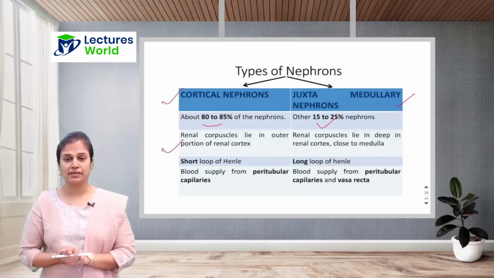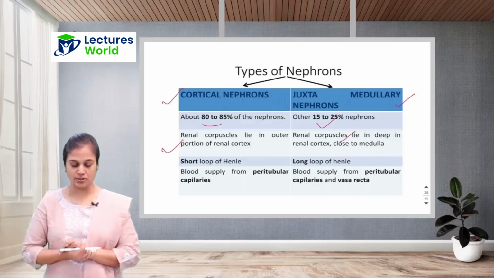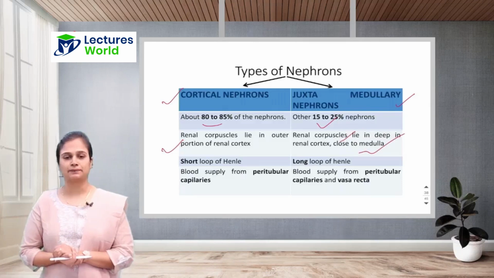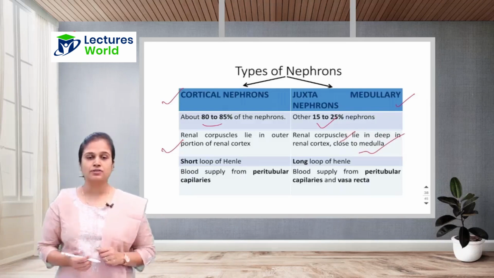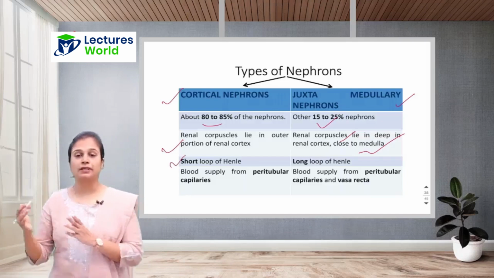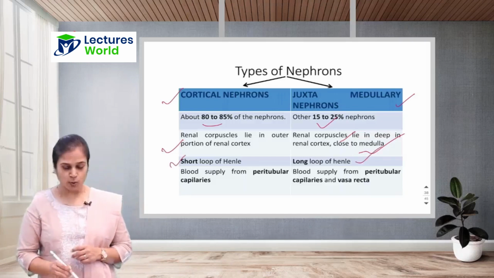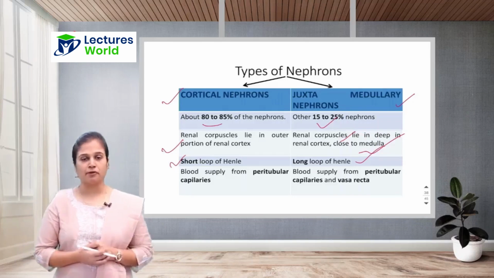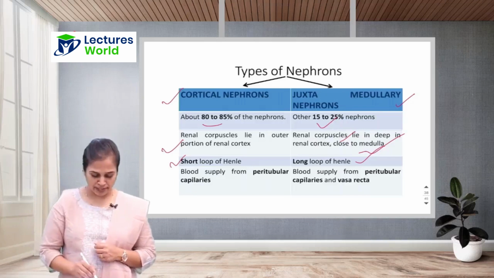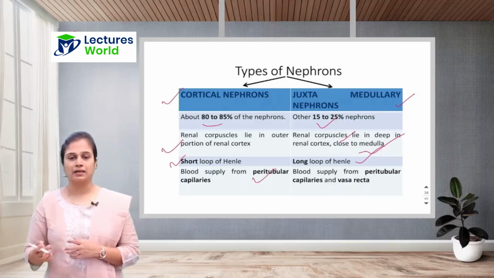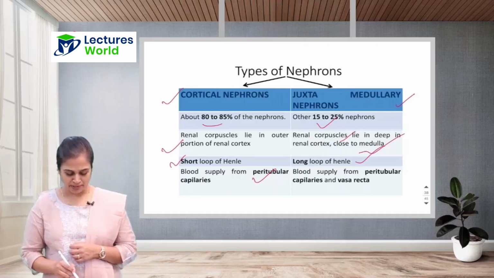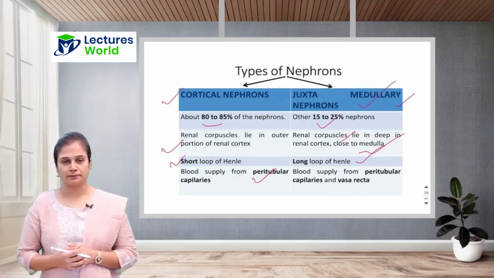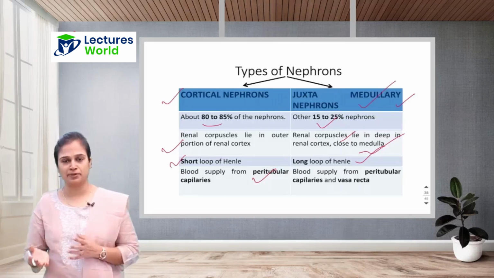Whereas in the juxtamedullary nephrons, the renal corpuscle lies deep in the renal cortex, close to the medulla. Cortical nephrons have a short loop of Henle, whereas juxtamedullary nephrons have a long loop of Henle. Talking about blood supply, the cortical nephrons receive blood from the peritubular capillaries, and the juxtamedullary nephrons receive blood from the peritubular capillaries and the vasa recta.